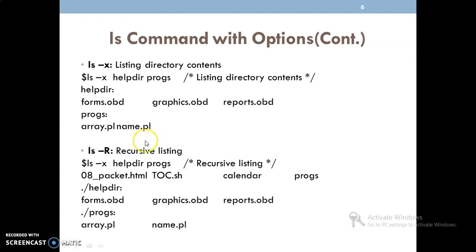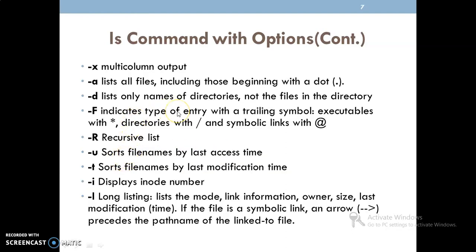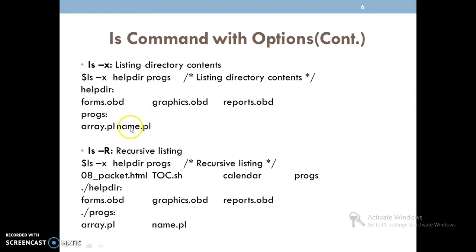Next, recursive. Recursive again will display all the files in tree fashion. See, this help dir and prox are the 2 directories I took with respect to -x here. Then it will display all the files in tree fashion. So actually, instead of x it is R. Okay, so listing all the files in that particular directory. Just you can go through here: help dir, form, ovd. These are the different files that exist in that particular directory, displayed in tree fashion.